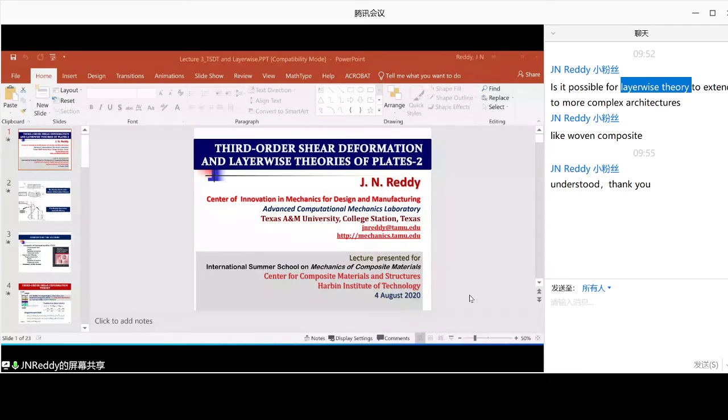So this so-called sublaminate concept is also included in layer-wise theory.